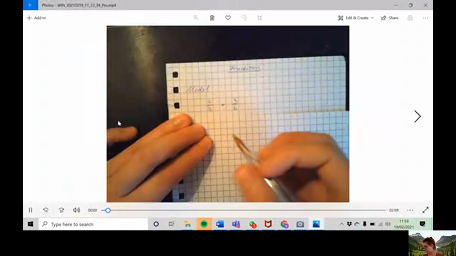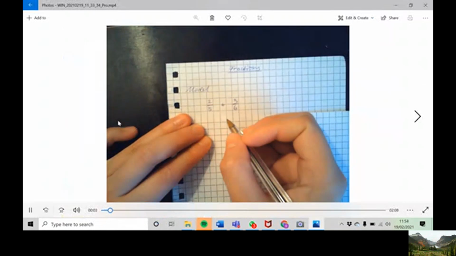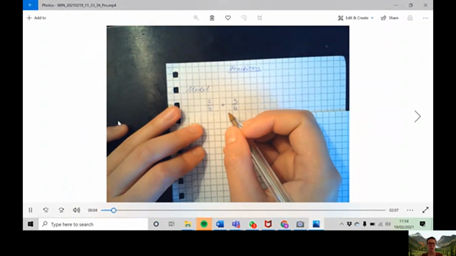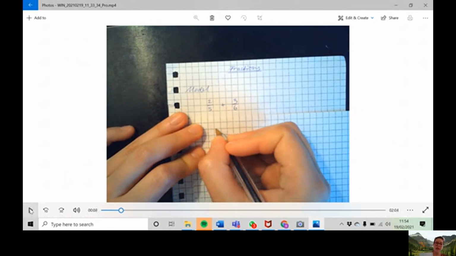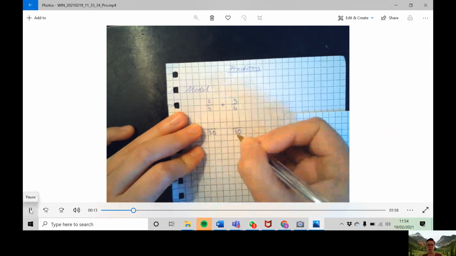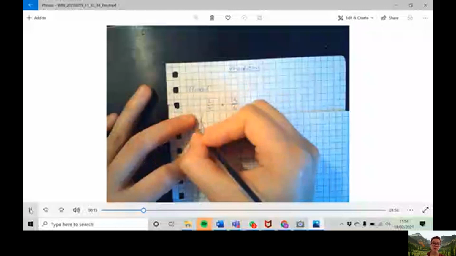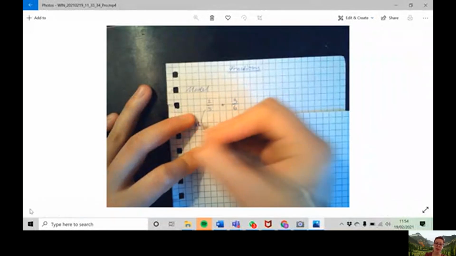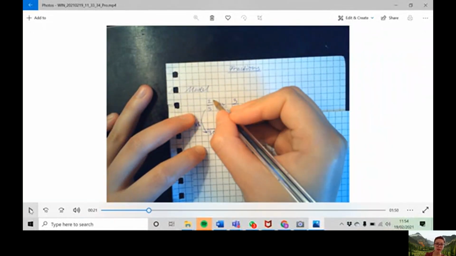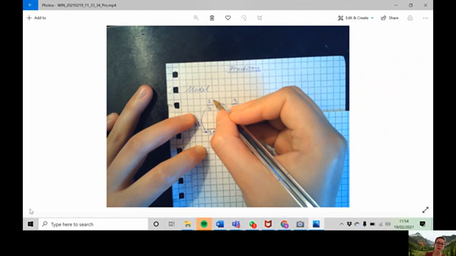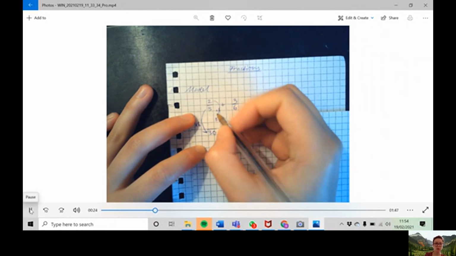Okay, so with fractions here, we have to think what the lowest common factor is between 5 and 6. We know that when we multiply 5 and 6, we get 30. So I'm going to write 30 there. And we know that, well, 5 times what gives us 30? We know it's 6. So we do the same to the numerator as we do to the denominator. So we do 2 times 6, which gives us 12.